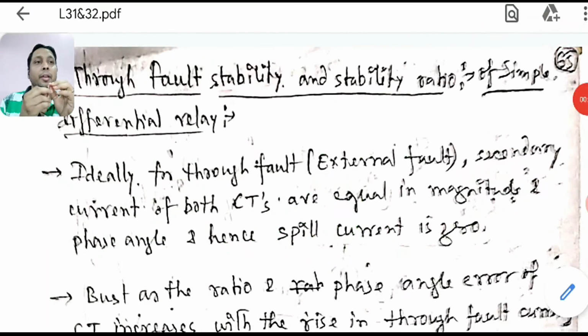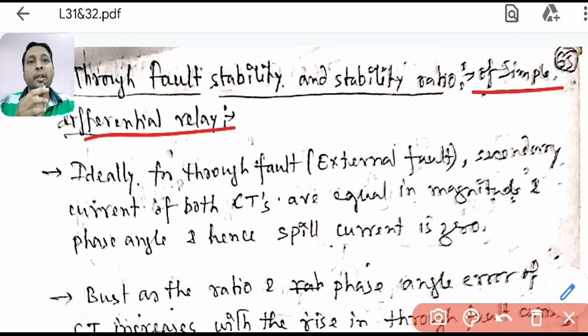Okay students, welcome to lecture 31 of this switchgear protection series. Today we are going to start percentage bias differential protection relay. Until last lecture we have seen the simple differential relay. We will see some terms known as through fault stability or stability ratio. What is this in a simple differential relay, and why did the percentage bias differential relay come, and how will we implement that?